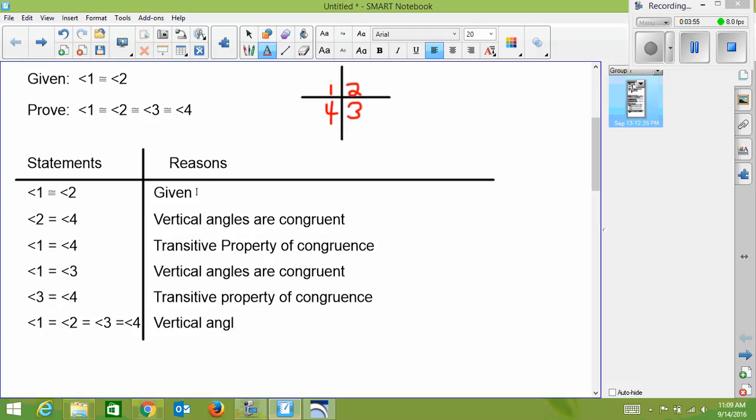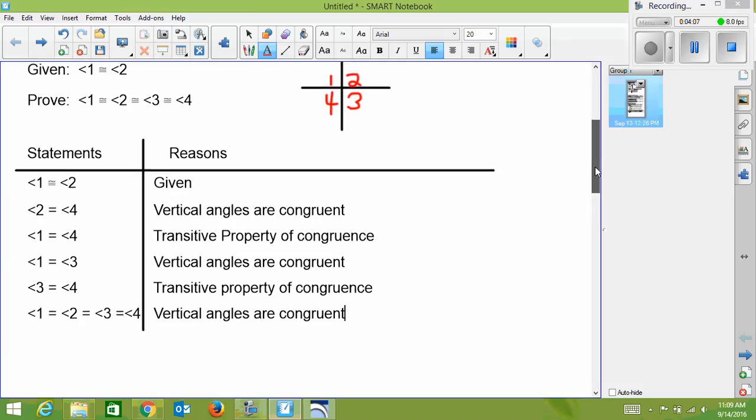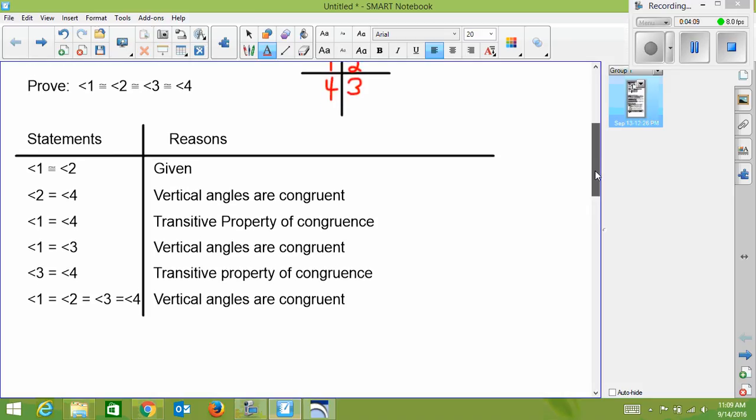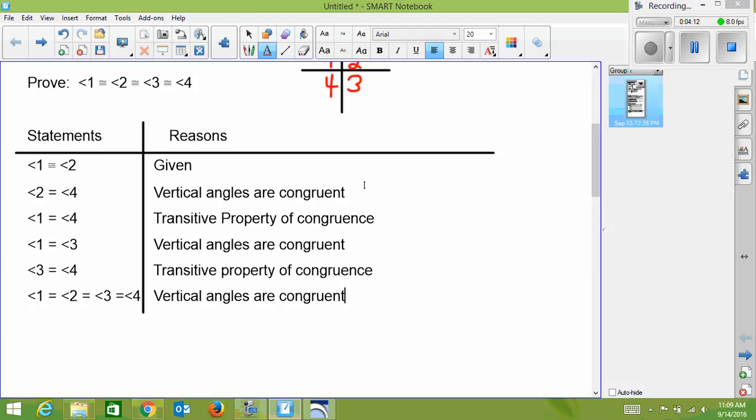Because vertical angles are congruent. Okay, so there's my set of steps to go through there and prove that. So you can kind of see what it looks like from beginning to end. And you can see now why you want that cheat sheet beside you, so you know which properties you're putting here for your proof. You'll want to know that.